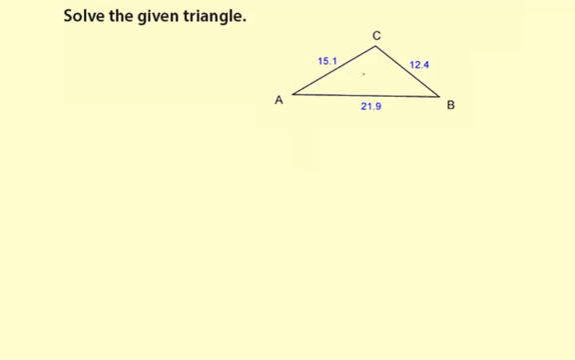So since all three sides are given, you can start with either angle. I'm going to start with angle A. And the law of cosines for angle A is going to be written like this. It's a squared equals b squared plus c squared minus 2bc cosine A.